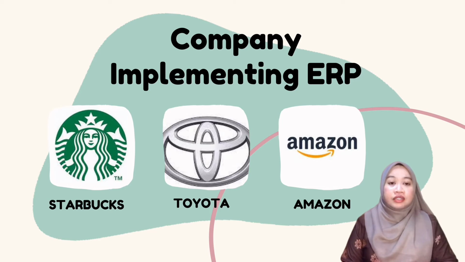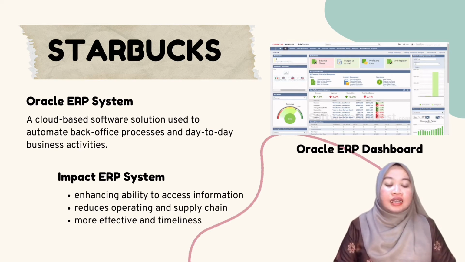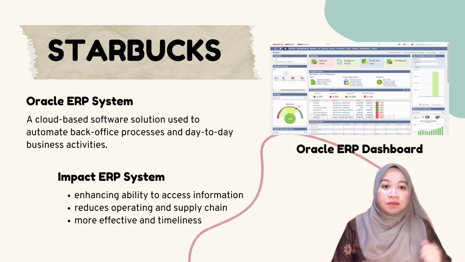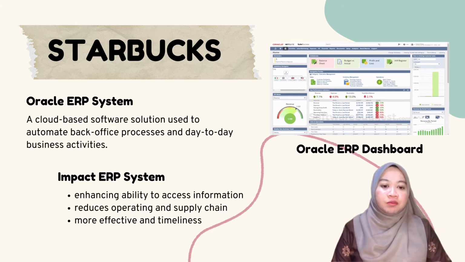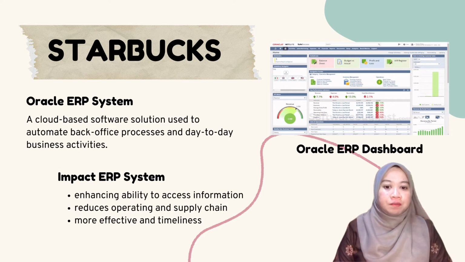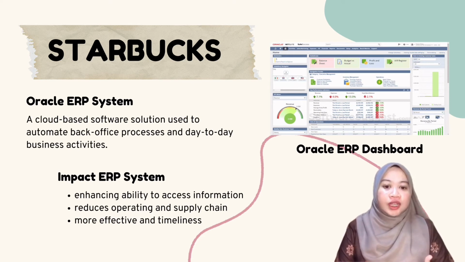These three are examples of large companies that implement ERP systems in their daily operations: Starbucks, Toyota and Amazon. The first company is Starbucks. Starbucks uses Oracle ERP. It is a cloud-based software solution used to automate back-office processes and day-to-day business activity. It is a business management software suite that includes financial management, supply chain management, project management, accounting and procurement. The ERP system for Starbucks is effective and thus it has been contributing to the organization's positive performance.